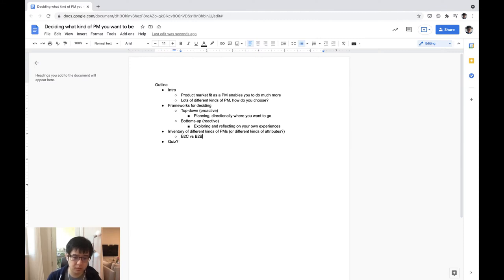So we've got B2C versus B2B. We've got new product launch vs scaling growth, right? Like these two are super different. Small company vs large company.